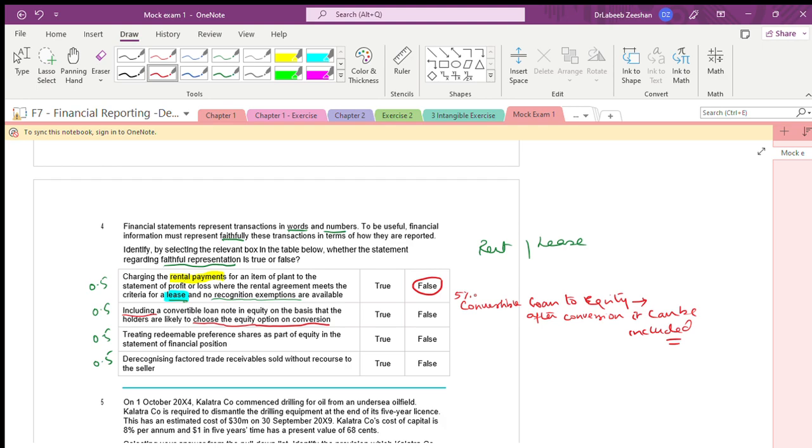On the basis that the holders are likely to choose. No, it is not a matter of choice. Convertible means that after 5 years, automatically it will be converted to equity. You will not have any options. Here they cannot choose it. They have to do it as a point of undertaking. The answer is false. Is it okay?